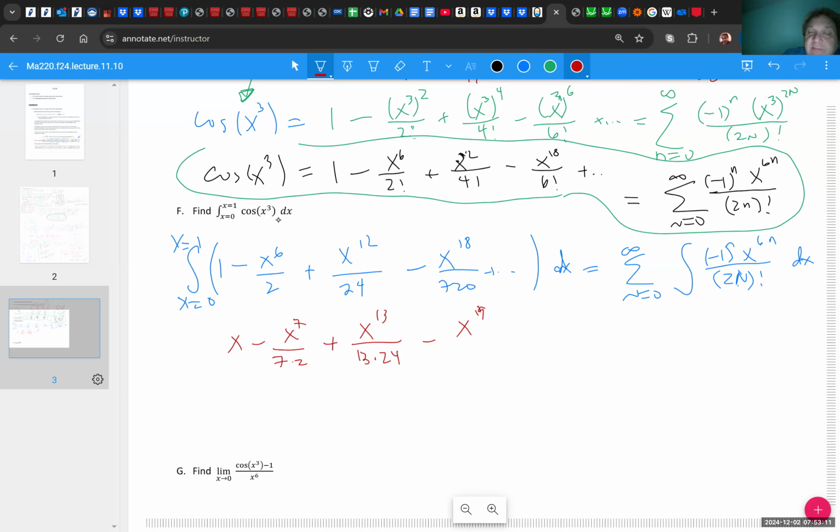Okay, I'm having a hard time making this look nice. Or my version of nice, since nothing I write is really all that nice. There we go. 19 times 720. Plus, plus, plus, plus. We do need to have a plus c at the end, but we are evaluating this from 0 to 1. So as you might know, you don't have to write the plus c because it'll cancel out if you're going from x equals 0 to x equals 1.